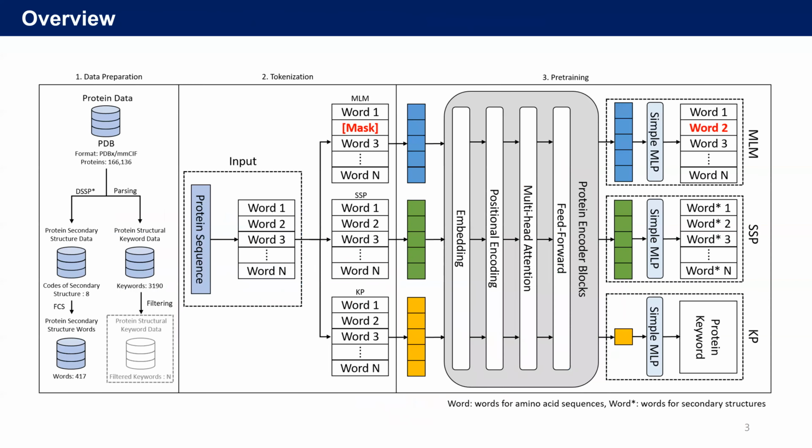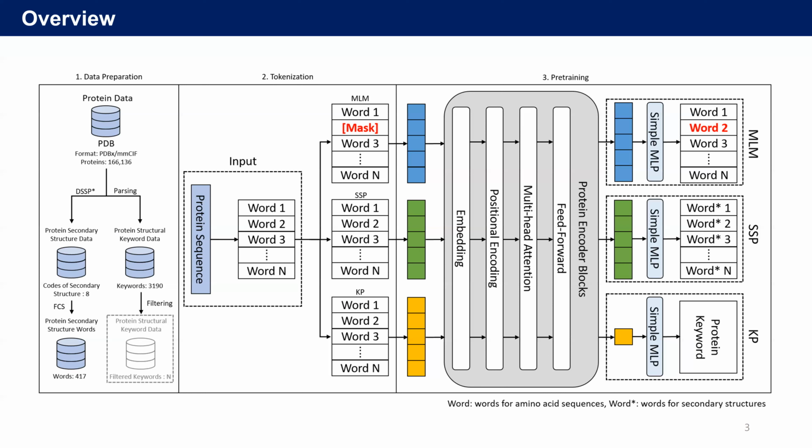In this study, we propose a pretrained protein encoder using protein secondary structure. The encoder is inspired from language models, so the encoder has token level tasks and a sentence level task. The encoder's token level tasks are masked language modeling and secondary structure prediction. And the sentence level task is keyword prediction.